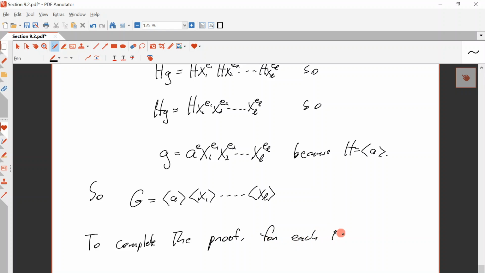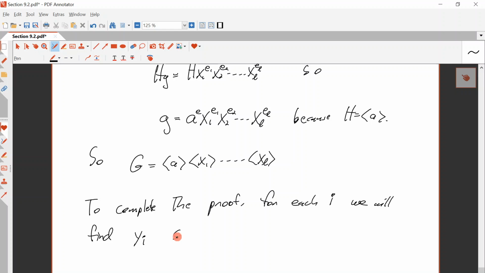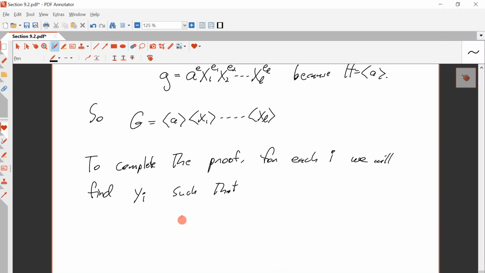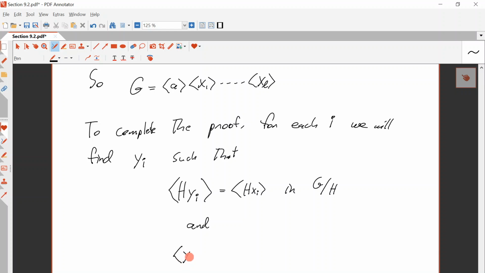for each i, we will find yi such that hyi is equal to hxi in G mod H, and yi intersection yj will be equal to just 1 for each i not equal to j, and yi intersect A let's just be 1 as well.